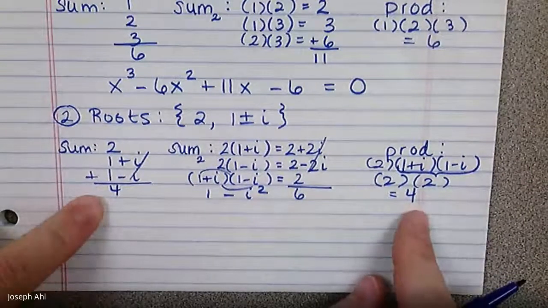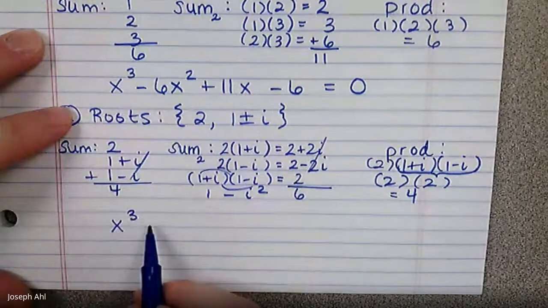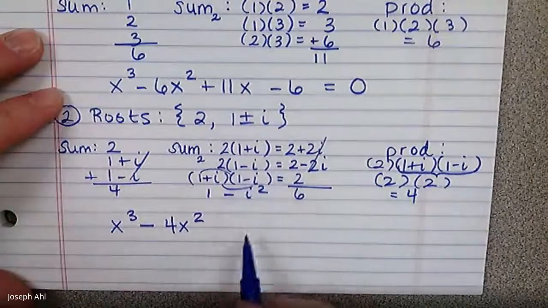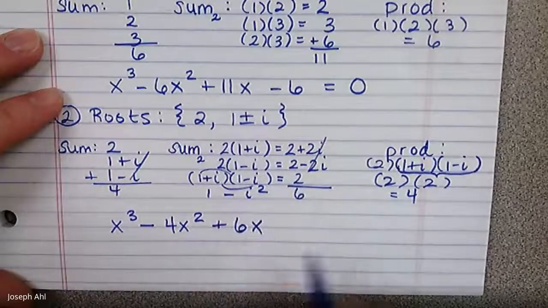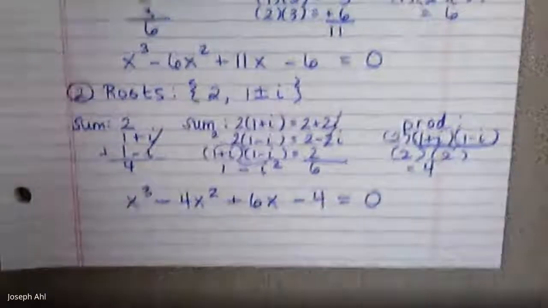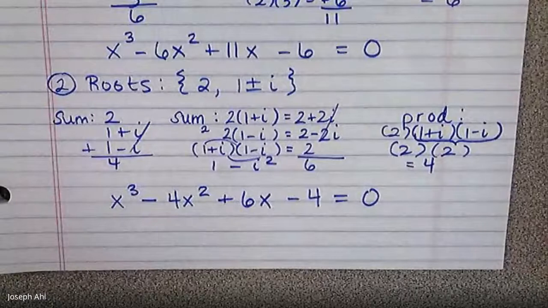That will not always happen. But when I go to write the equation, we would write x cubed, change the sum, so minus 4x squared, keep the sum 2 at a time, plus 6x, change the product to minus 4, and of course, set that equal to 0. Okay. So that's pretty much it.